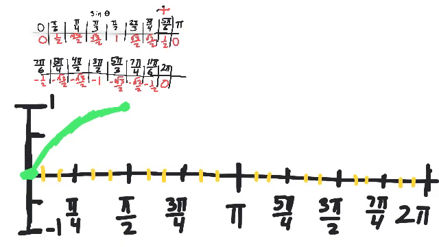Now the next point is at 2 pi over 3. I need to be back to radical 3 over 2. So that's about right here. Then at 3 pi over 4, I need to be at radical 2 over 2, which is about 0.7, which is about there. At 5 pi over 6, I need to be down to a half, which is about right here. And then at pi, I'm at 0.